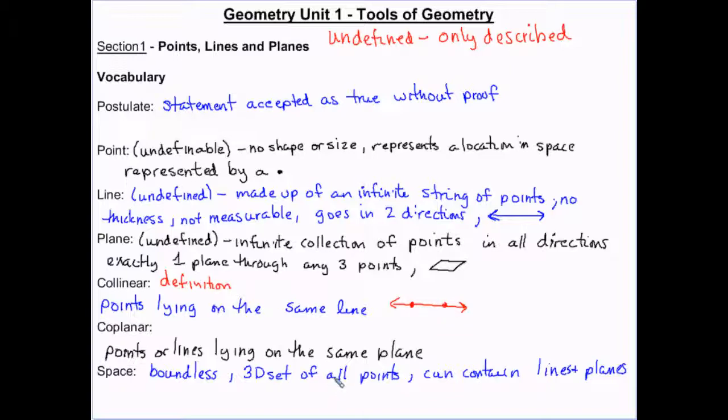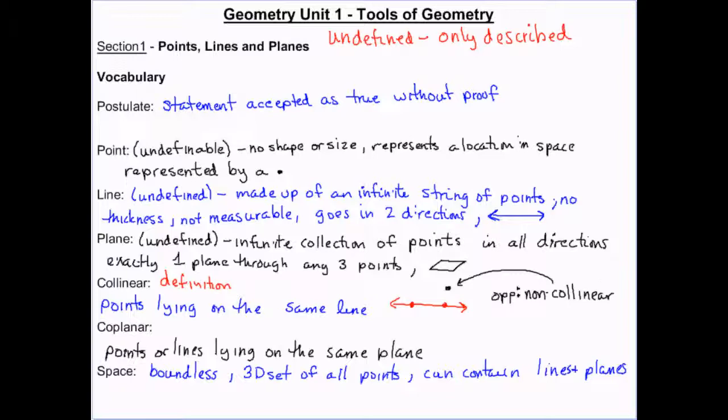Any points on the line are collinear. And then you have the opposite of collinear, which is called non-collinear. And if I have a point, say here, that point would be non-collinear because it's not on the same line.